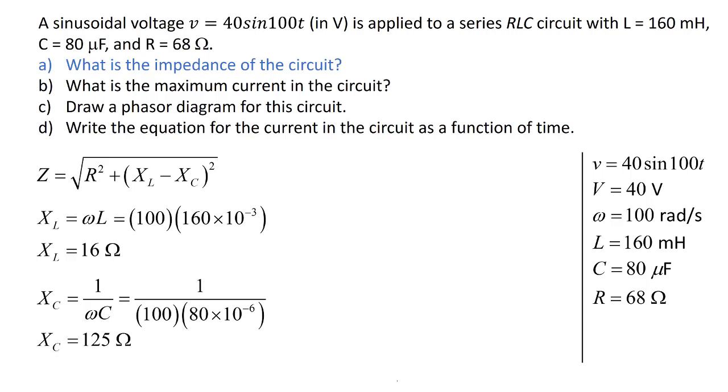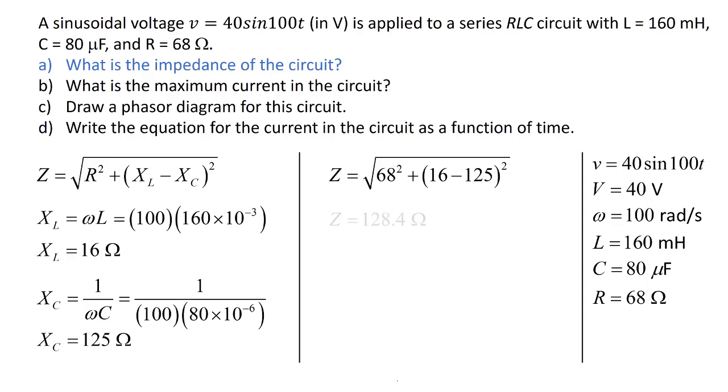I would like you to remember that the capacitive reactance XC is bigger than the inductive reactance XL. This will come into play when we draw the Phasor diagram. Now that we know XL and XC, we can calculate the impedance Z as the square root of resistance 68 ohms squared plus 16 minus 125 squared. This gives us a value of 128.4 ohms for the impedance of the circuit.